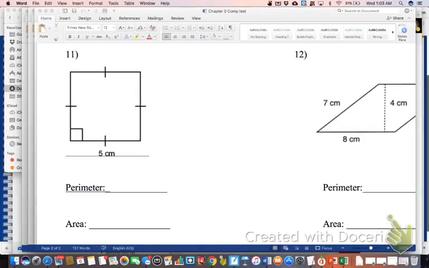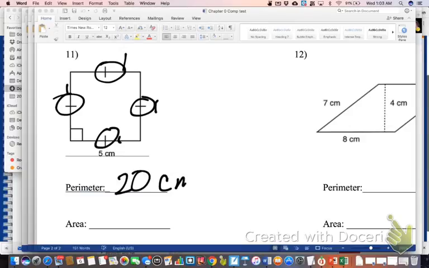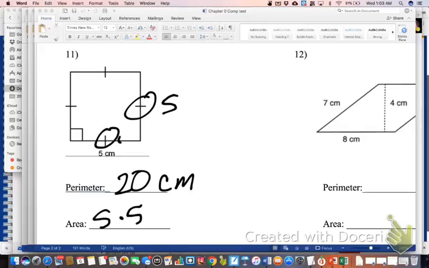For number 11, the first thing I need to do is find the perimeter. And because of this, I know that all the sides are congruent. So 5 plus 5 plus 5 plus 5 means that my perimeter is going to be 20 centimeters. And then my area is simply going to be base times height. So 5 times 5, which is 25 centimeters squared.